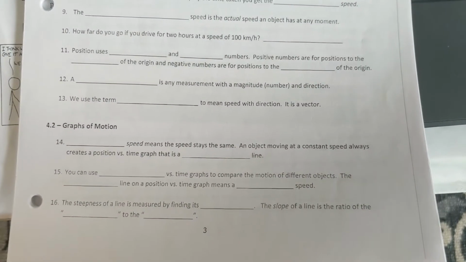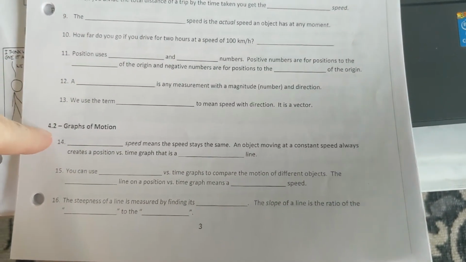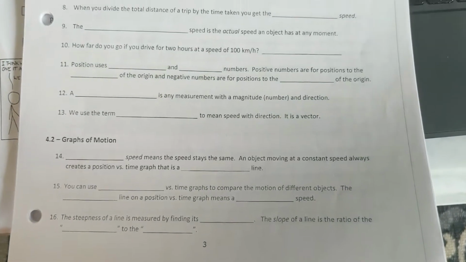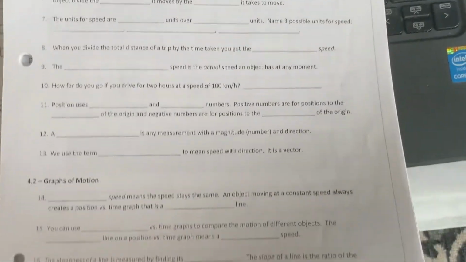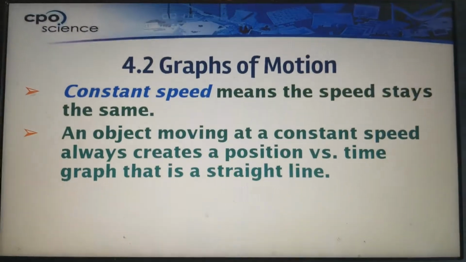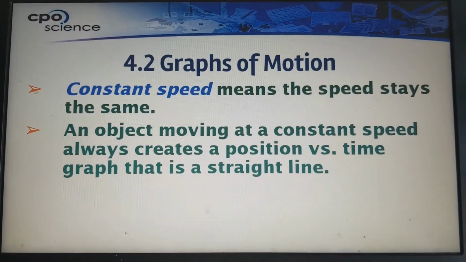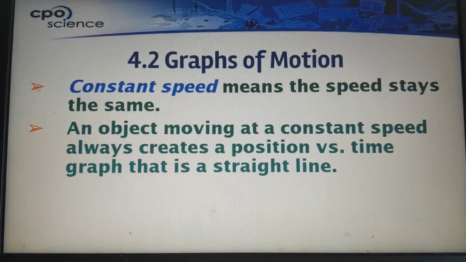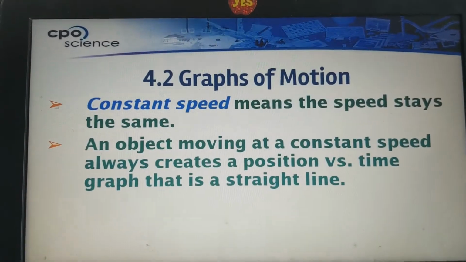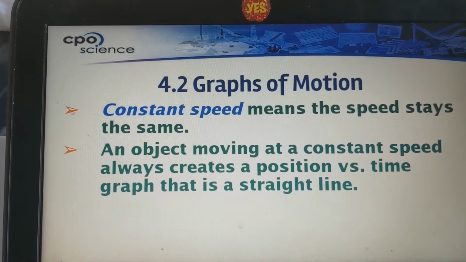Welcome back, everyone. Right now we're going to do lesson 2 of chapter 4 in these notes on page 3 of our brand new chapter 4 packet. So in our Google Slides, we're going to start here with constant speed. For number 14 on this page, we're going to fill in the word constant. Speed remains, the speed stays the same.